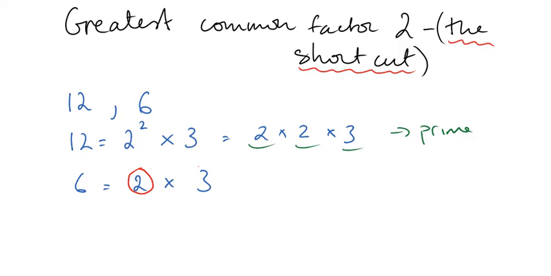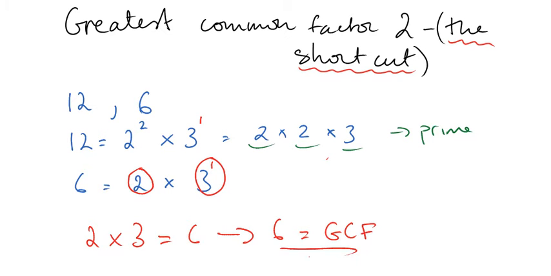And then we take 3, and this is just 3 to the power of 1. It's the same thing. And we want to choose 3. And then we know that 2 times 3 is 6. Here, I'll just write it in red. 2 times 3 is 6. So therefore, 6 is equal to the greatest common factor.